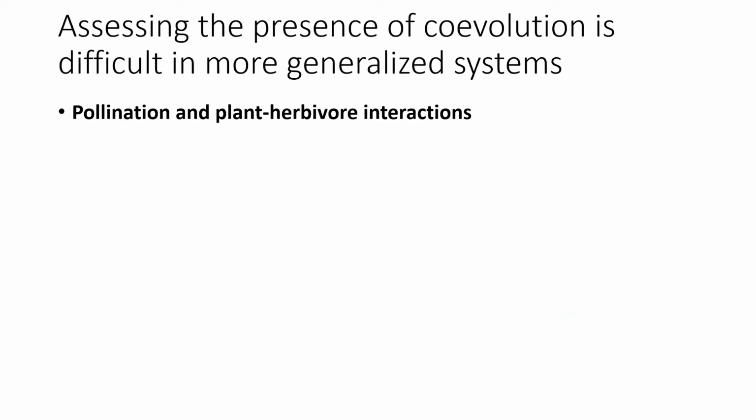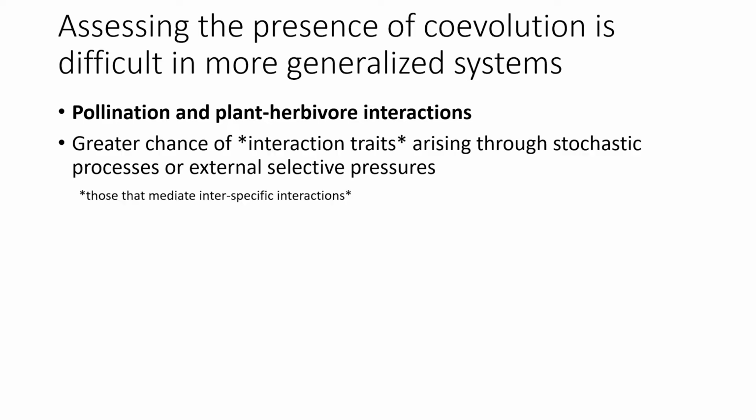The systems that I work with are more difficult to look at because they are more generalized. The reason it's more difficult to assess the presence of coevolution is because there's a greater chance of interaction traits arising through either stochastic processes or selective pressures that are external to the interaction of interest. And when I say interaction trait, I mean as broadly as possible, any trait that is mediating the interaction between two different species.